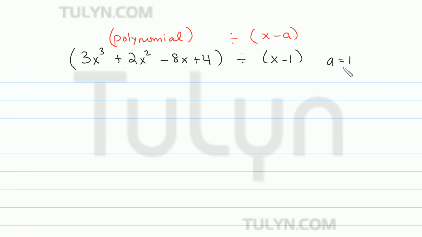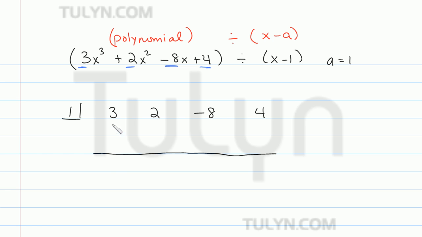What we do is we write our a term over on the left, and then we write the coefficients for the polynomial next to it. Since our polynomial is in standard form, we can just do it straight. So it's going to be 3, 2, negative 8, and 4. Then I'm going to draw a line under it, leaving some space because I'm going to write another row right below this. So now that we've set up our problem, we can start the synthetic division.